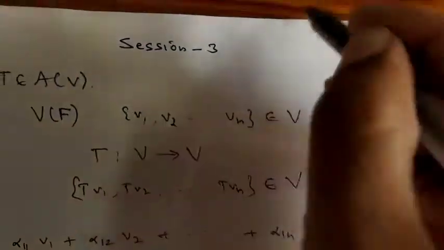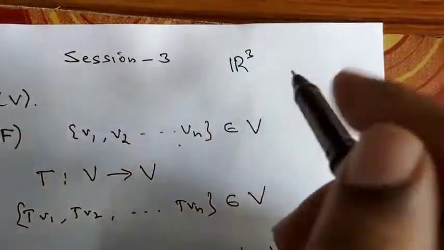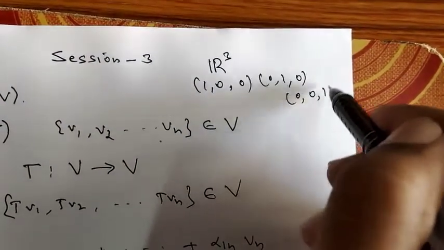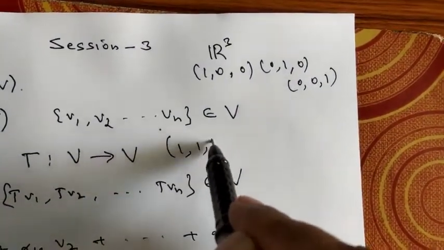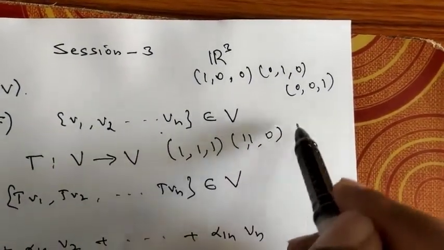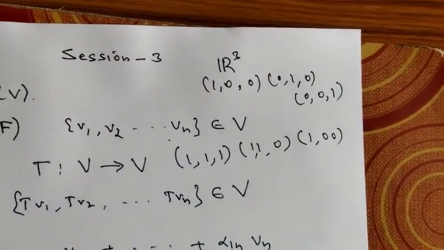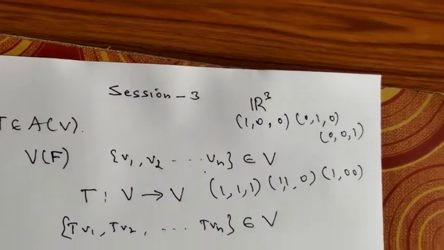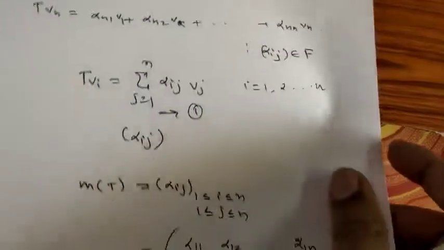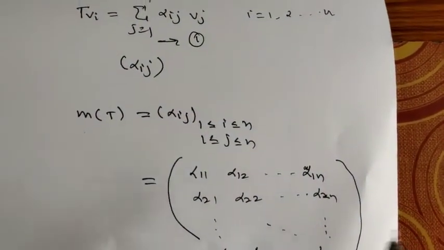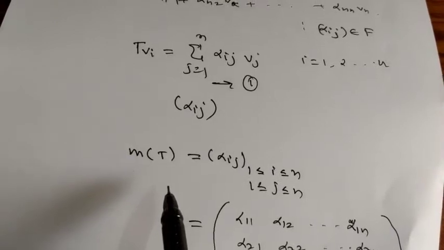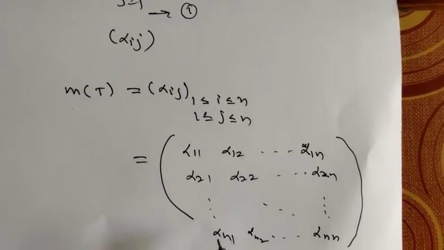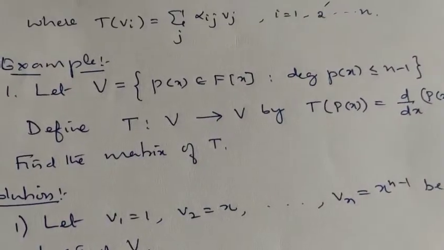For example, for R3, 1 0 0, 0 1 0, 0 0 1 is a basis. Again 1 1 1, 1 1 0, 1 0 0 is also a basis, right? But the number of elements in any basis will be the same. So now the question is, can the matrix of a linear transformation change? If the basis of a vector space changes, the answer is yes. It can be observed through the following example. Now let us take the example.